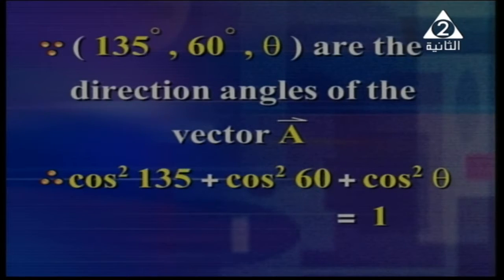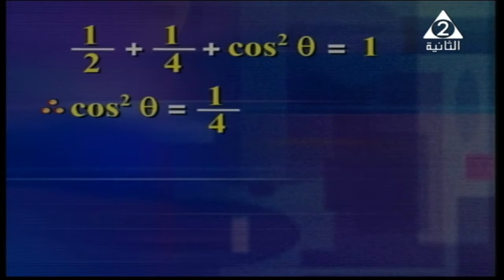What do you mean by the unit vector? Its value equals 1. Then we form the equation: cosine power 2 of 135 plus cosine power 2 of 60 plus cosine power 2 of theta equals 1. What is the value of cosine power 2 of 135? 1 over root 2 power 2, 1 over 2. Cosine 60 is 1 over 2, power 2, 1 over 4. Then the left hand side is 1 over 2 plus 1 over 4 plus cosine power 2 theta, equals 1. By simplifying, cosine power 2 theta equals 1 over 4.